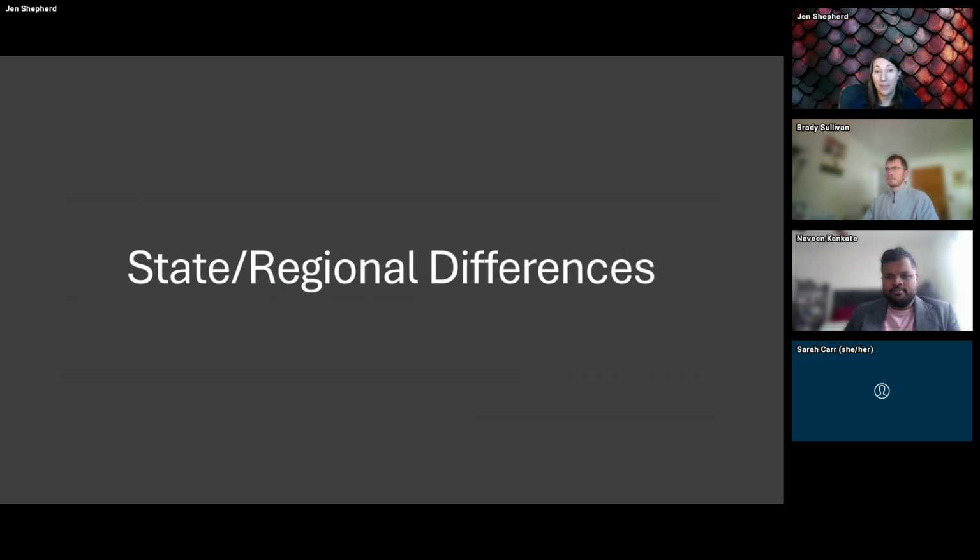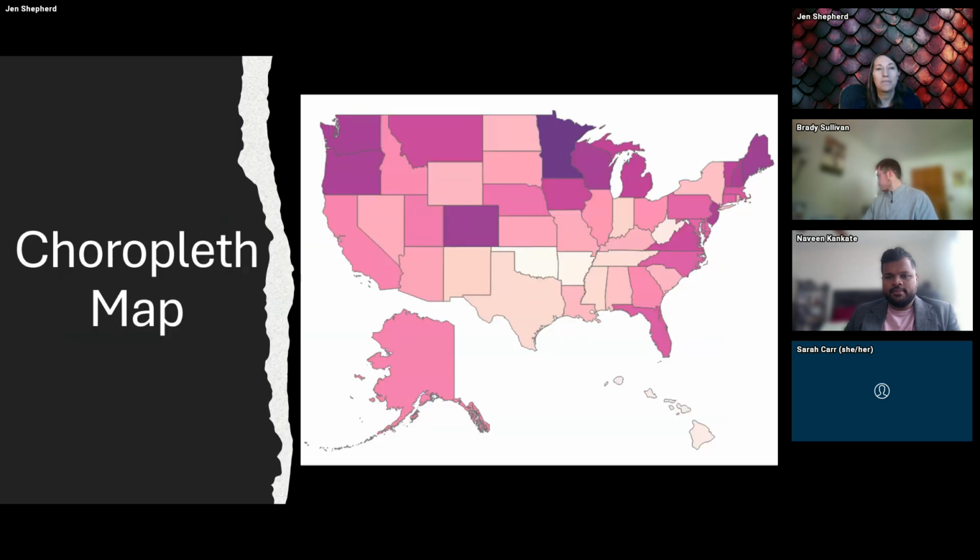when you think about geography, probably the first thing that you're thinking of is map. And that is what I thought too. So I initially built a choropleth map.